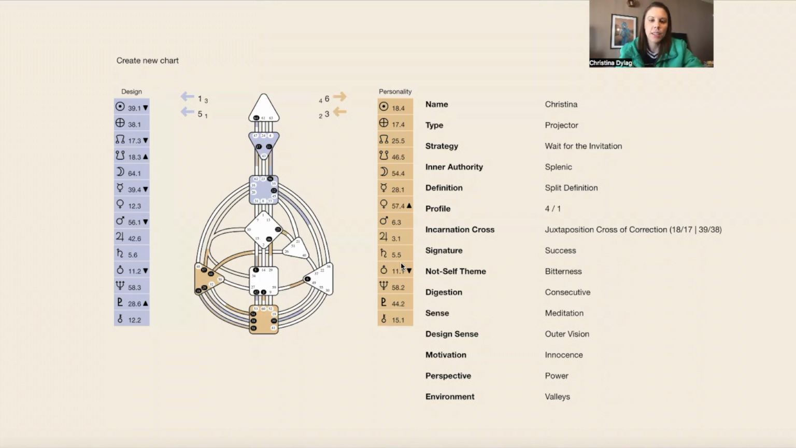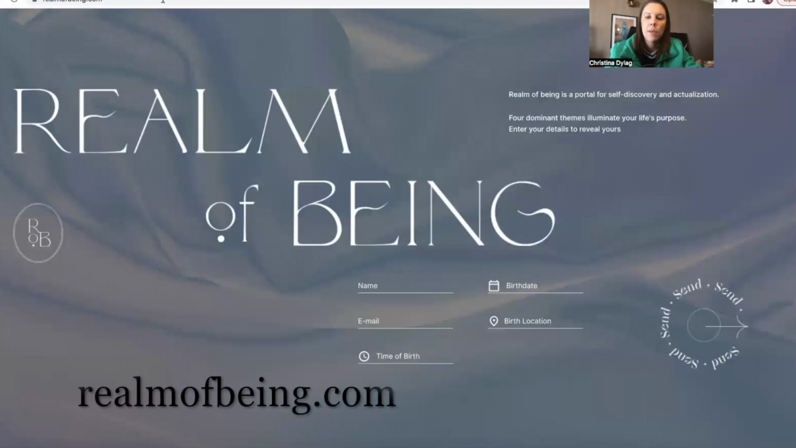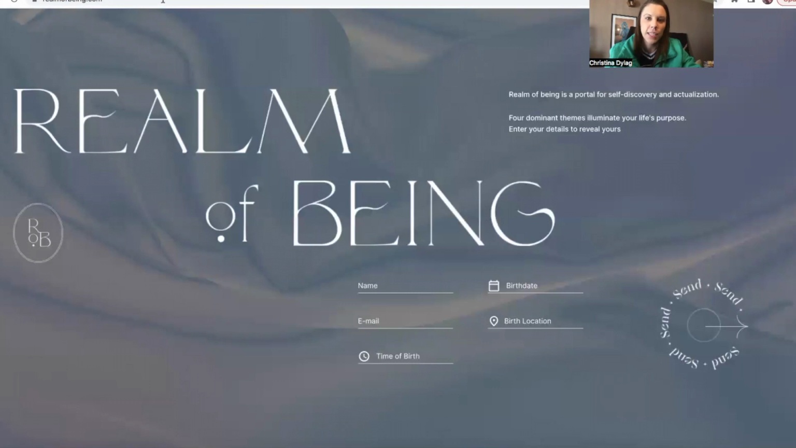That's the scope of my work: looking at the different qualities of these gates, if they are unique to you, and seeing how they interact with you and how they've established certain patterns in your life. Now I'm going to bring you to realmofbeing.com. This is my portal, and it incorporates all of the gates that you see in your chart.